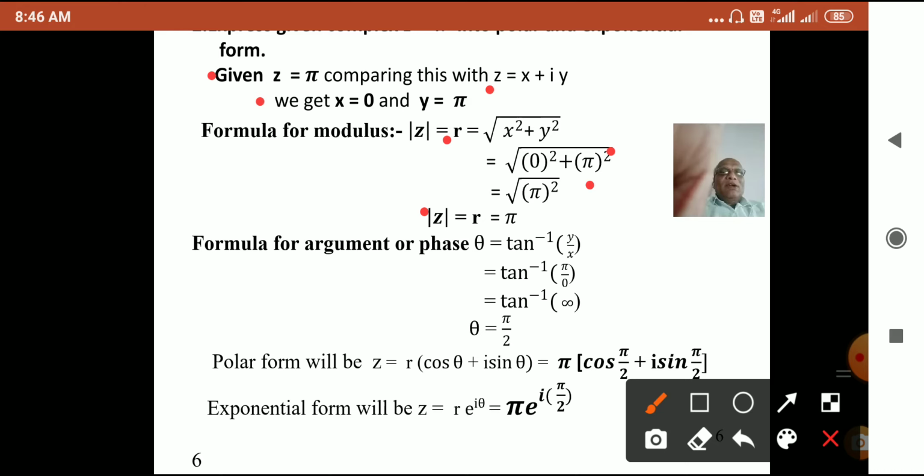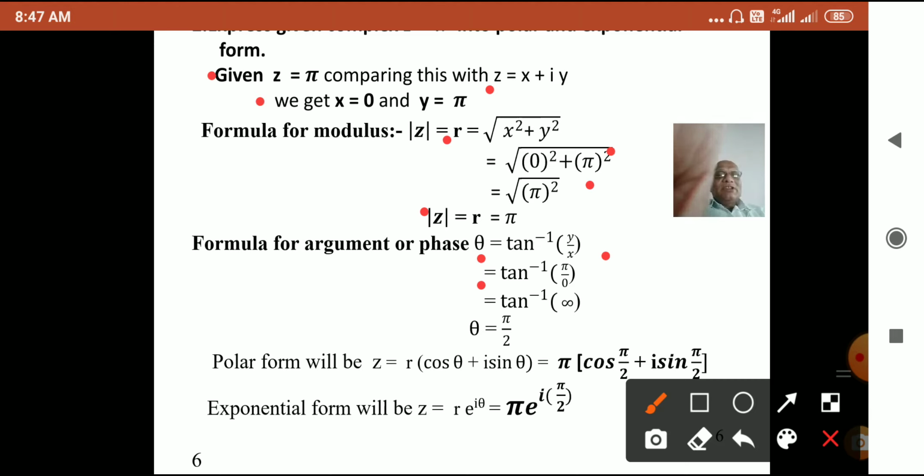Now the formula to find the argument or phase is tan inverse of y by x. So here substitute the value of y as pi and the value of x as 0. So we get tan inverse of infinity, and this is pi by 2. Now we get the value of theta and the value of r. So r is equal to pi, theta is equal to pi by 2.